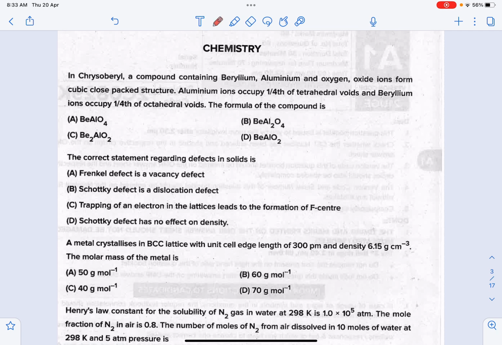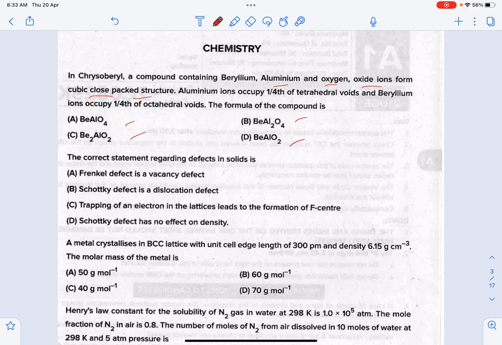First question is: in chrysoberyl, a compound containing beryllium, aluminium, and oxide ions, the oxide ions form a cubic close packed structure. Aluminium ions occupy 1/4 of tetrahedral voids, and beryllium ions occupy 1/4 of octahedral voids. The formula of the compound is, here some options are given, as you can see. So let's solve it.